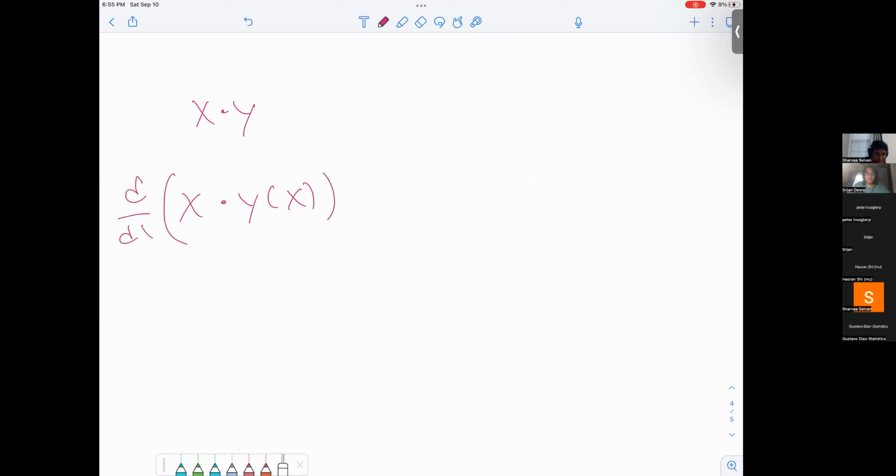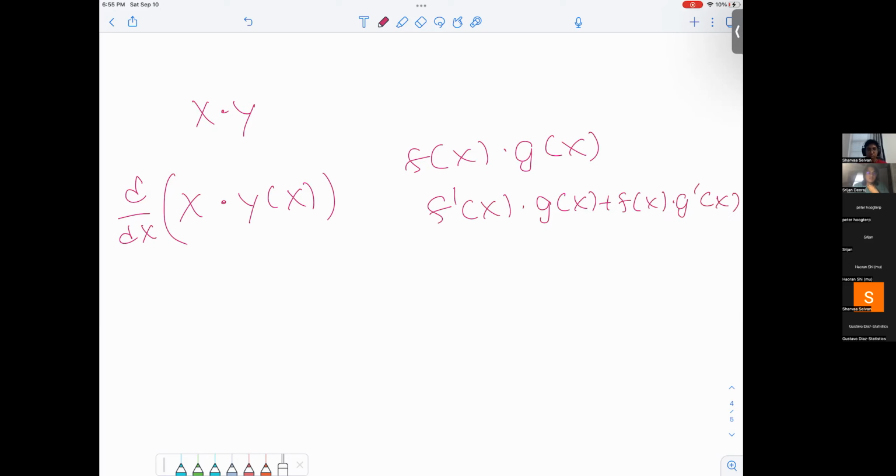Now, we want the derivative of this. And this is our traditional product rule, right? We take the derivative, and we have d over dx. The derivative of two functions multiplied, f of x times g of x, is f prime of x times g of x plus f of x times g prime of x. And if we simplify this down in terms of the functions that we're actually dealing with, we get that f prime of x is 1, right?